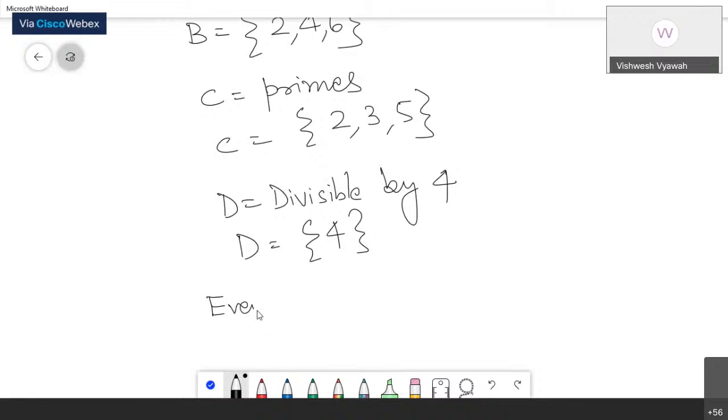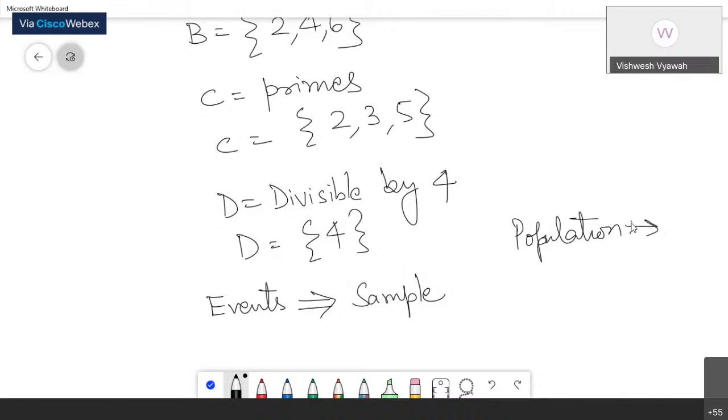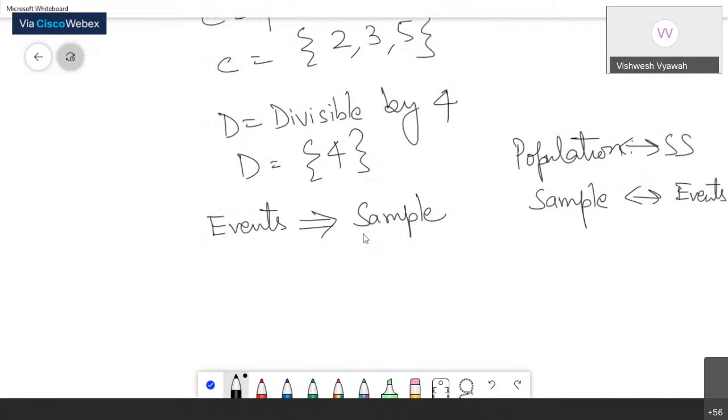And events, if you see, it will click that it is something similar to a sample. Please don't misunderstand me that events mean samples. Not like that. We talked about population and sample; I'm just trying to relate here. So you have population here, which you can correlate with sample space, and you have sample, which you can correlate with events.